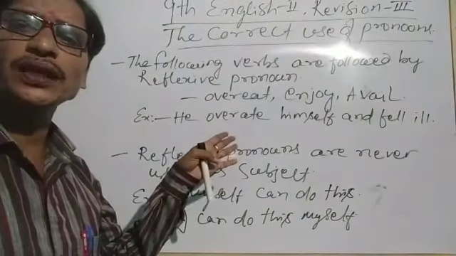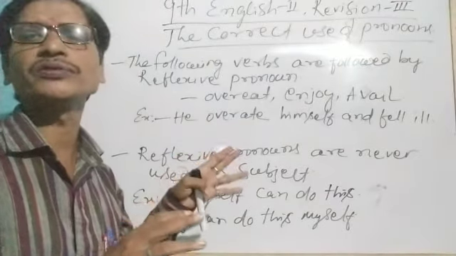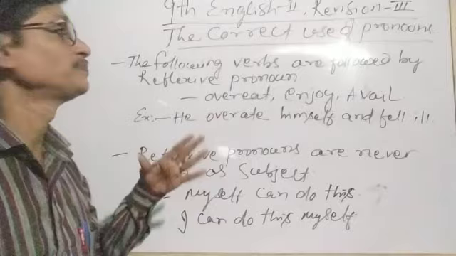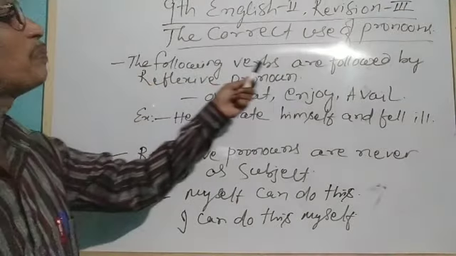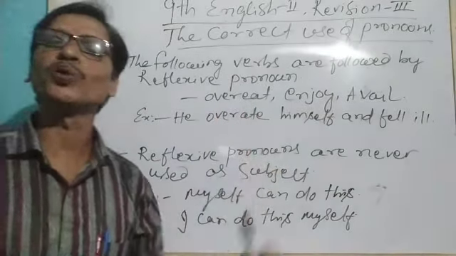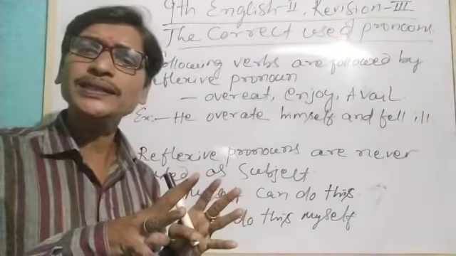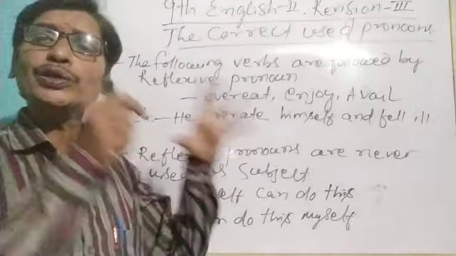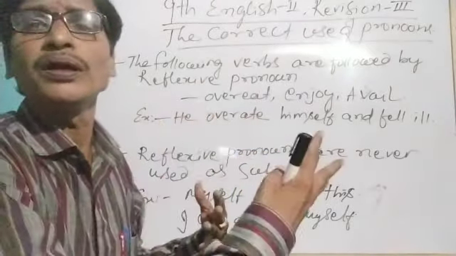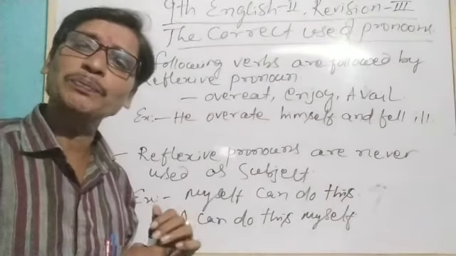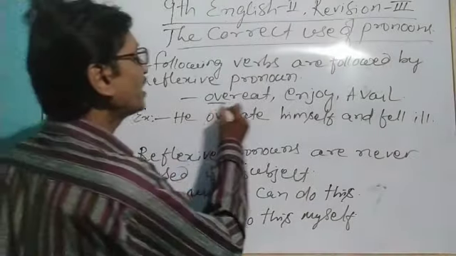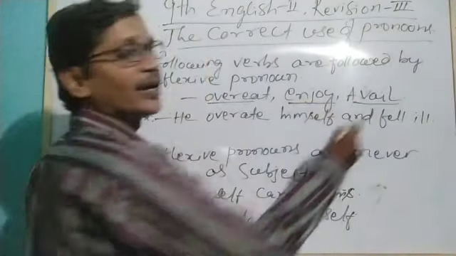Here are some other instructions for using pronouns correctly. What are those instructions? Let us understand. The following verbs are followed by a reflexive pronoun. There are some words in English, if we use them, then they must be followed by a reflexive pronoun. What are those verbs? The verbs like overeat, enjoy, and avail.